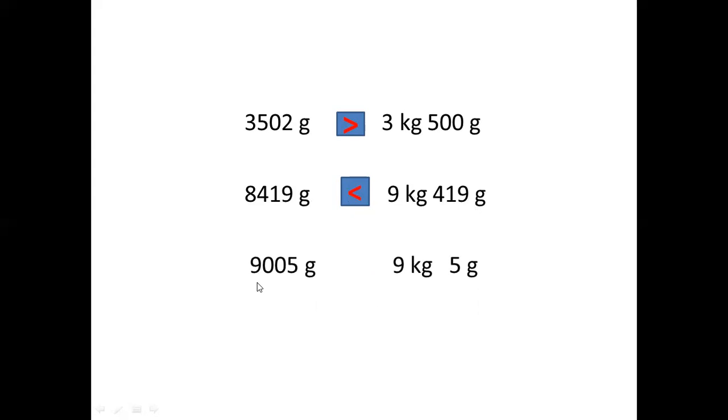Now look at this one. This is 9,005 grams. Now you want to compare these two amounts, so convert this one also into grams. This is 9,005 grams, and this is also 9,005 grams. Oh, these are the same. So we will use the symbol of equality. 9,005 grams is equal to 9 kilograms and 5 grams.